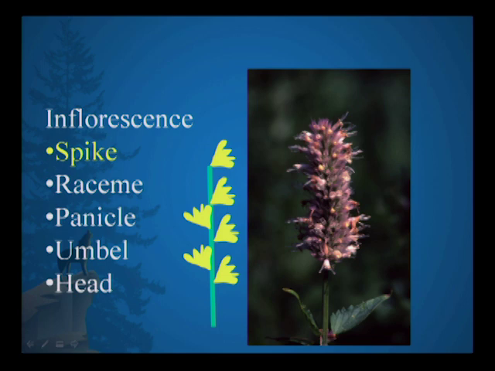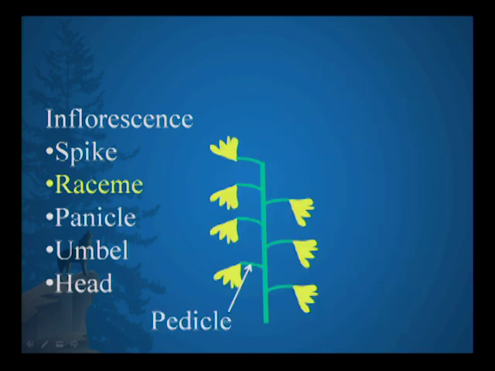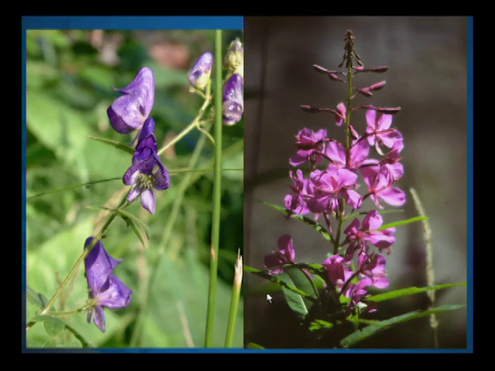As we look at different types of inflorescence, one type is a spike. In a spike, flowers are directly attached to a central stem. You're looking at an example here. This is the common mint or horse mint. In a raceme, we have an individual flower that's attached to the central stem by means of a pedicel, a substem, if you will, of the flower. So again, you'll have flowers attached to the central stem by a pedicel. Here are a couple of examples: western monkshood on the left and fireweed on the right.